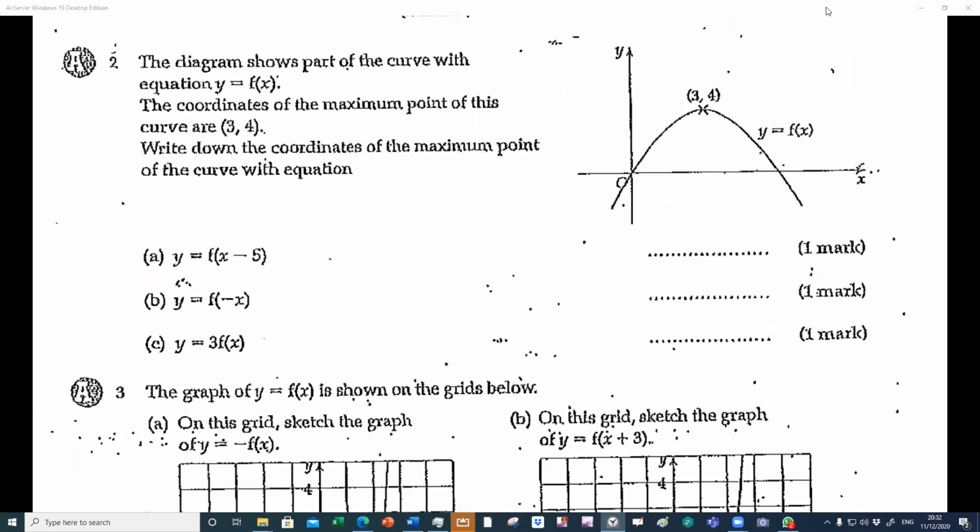Let's go. Next question, exam question. The diagram shows part of the curve with equation y equals f(x). The coordinates of the maximum point of this curve are (3, 4). Write down the coordinates of the maximum point of the curve with equation (a) y equals f(x) minus 5, (b) y equals f(minus x), and (c) y equals 3f(x).